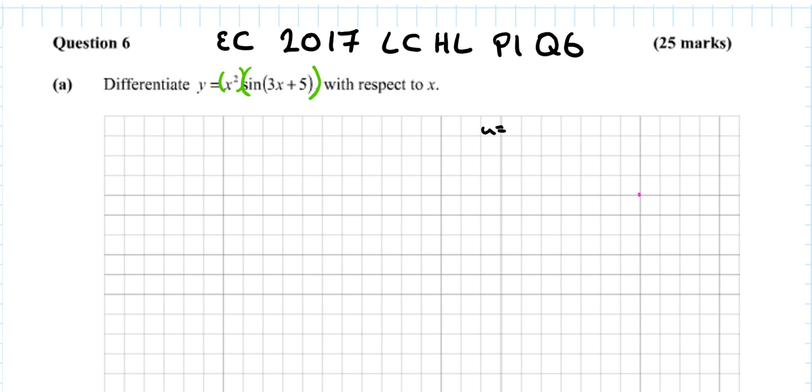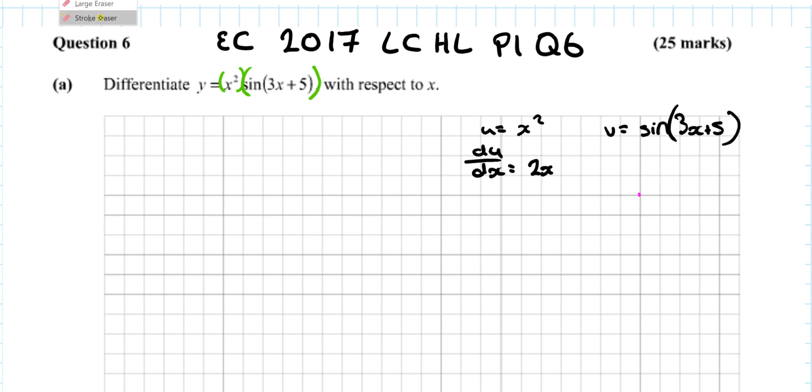So u is going to be x squared. v is equal to sine of 3x plus 5. Our du dx is 2x to the power of 1, or just 2x. So bring down the power, reduce the power by 1.